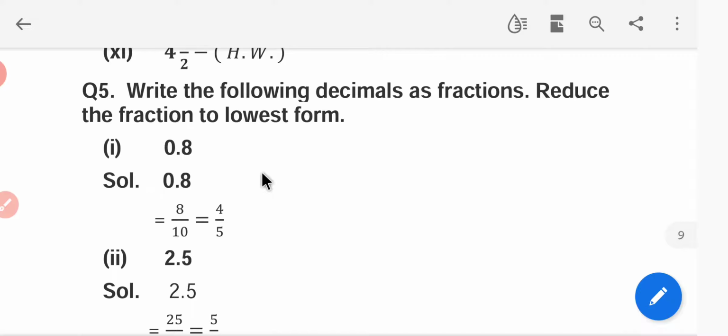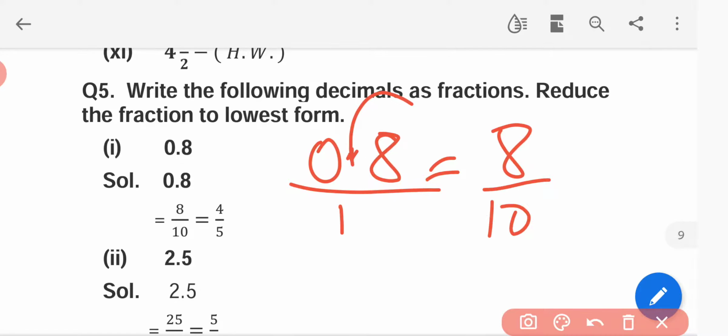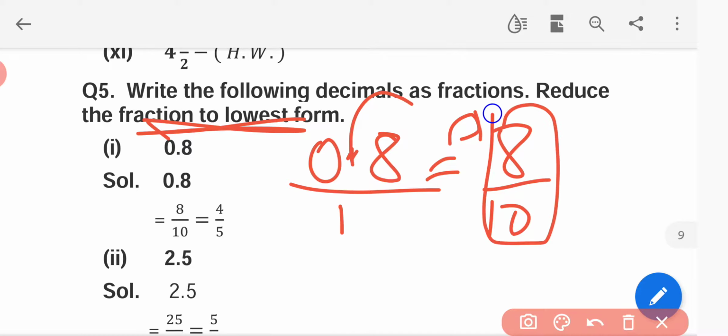So first, 0.8. Already we have seen, after the decimal how many numbers are given? Only one. So it means we can write it as 8 upon 10. Reduce into lowest term. This is the fraction. Lowest term means we have to cut by which number? A small number. So we know that 8 and 10 both are even numbers and both are divisible by 2. But how many times? 2 4s are 8, 2 5s are 10.